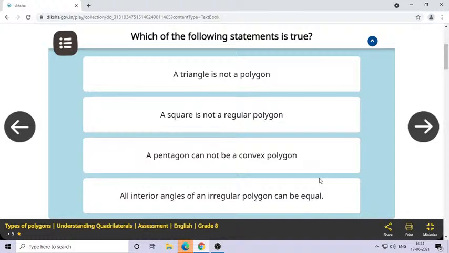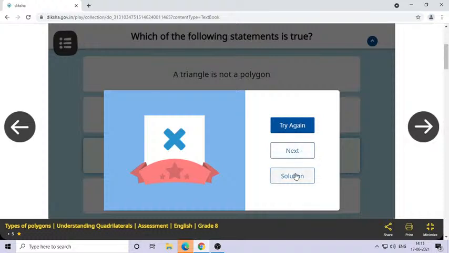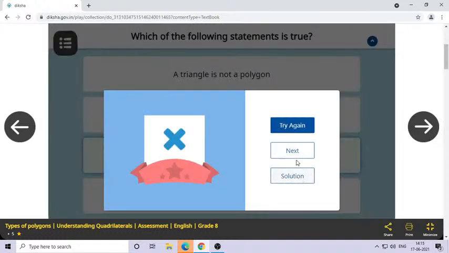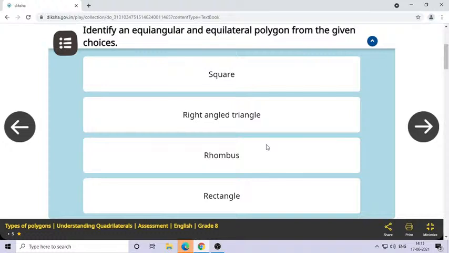Third and fourth, we have a little bit of confusion. So all of you, please check third and fourth and tell me which one is correct. Because pentagon cannot be a convex polygon. Okay, so let's go to the third one. It is wrong. The solution is the last one, not the third one. Okay, so let's go to the next question.